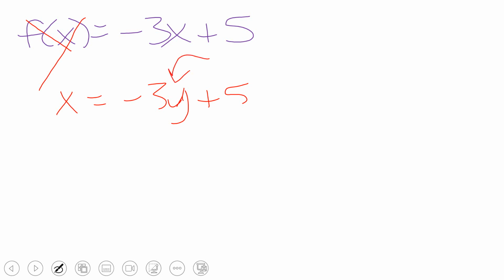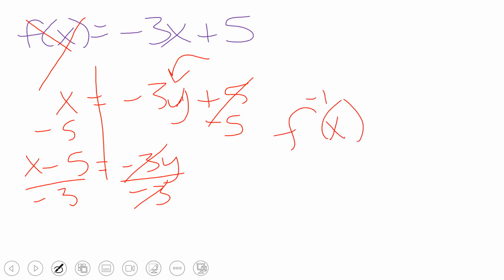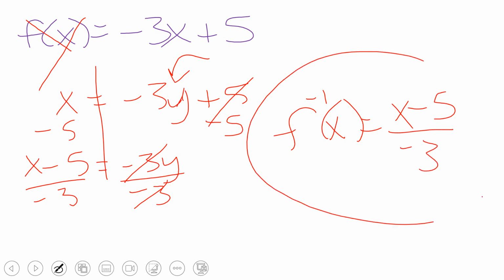So how do I do that? Well, first on the side that contains the y, we need to get rid of whatever's being added or subtracted. X minus 5 equals negative 3y. Now, opposite of multiplying by negative 3 is dividing by negative 3. And so I could say the inverse of f of x is x minus 5 divided by negative 3. If you don't want to break it apart, I am okay with it looking like this.